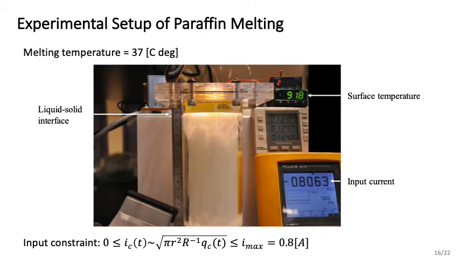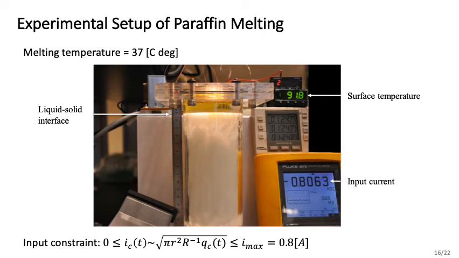Finally, the proposed control algorithm is implemented in the experiments of melting paraffin. The melting temperature of the paraffin is 37 degrees Celsius. And we have two sensors. One is the thermocouple located at the top surface of the cylindrical paraffin, which detects the surface temperature. And the other one is the ruler attached next to the cylindrical paraffin to measure the liquid-solid interface visually.